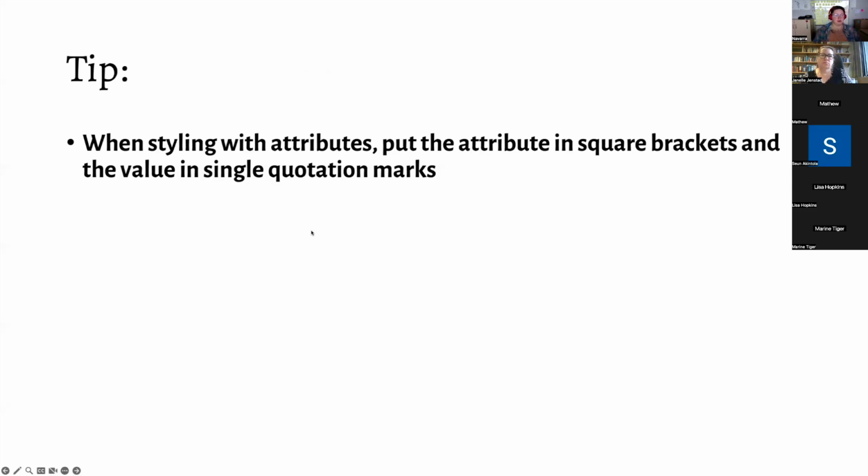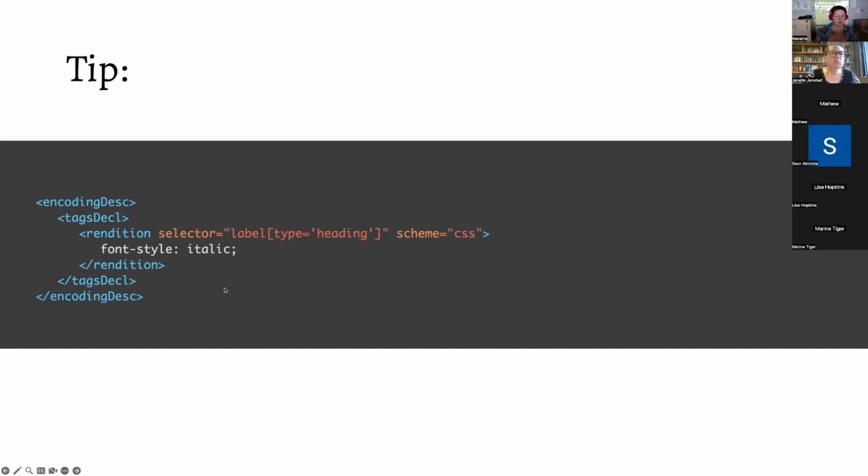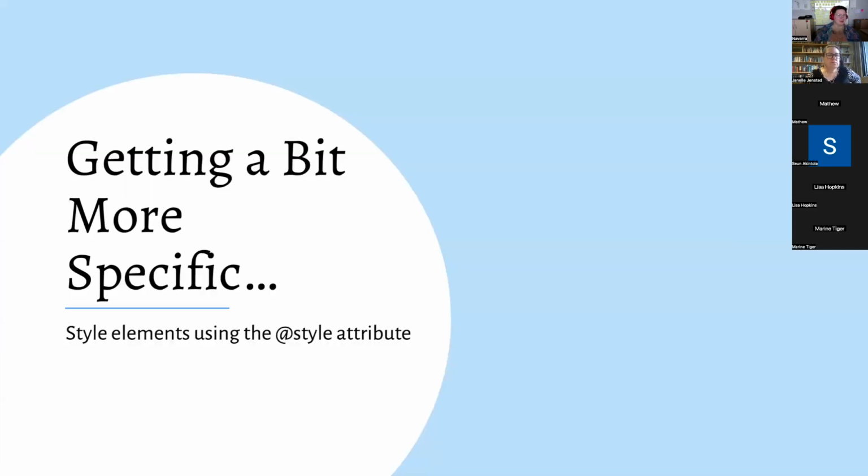Quick tip, when you're styling something that has attributes, the attributes go inside of square brackets and the value goes inside of single quotation marks in our tagsDecl. So that's what that would look like here. If we wanted to only style label when it has a type attribute and a value of heading, we're going to keep that label in the selector. We're going to add our square brackets, and inside we'll put type equals and then heading in our single quotation marks. And you can add as many of those as you need to for what you want.